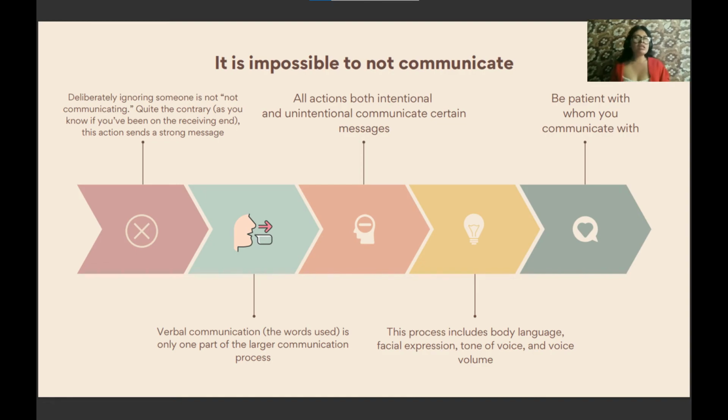Non-verbal cues can tell you how people feel, if they are telling the truth, or whether or not they are paying attention. All actions, both intentional or unintentional, communicate certain messages. For example, deliberately ignoring someone is not non-communication. Quite the contrary, as you know if you've been on the receiving end, this action sends a strong message. Moreover, verbal communication, the words used, is only part of the larger communication process that includes body language, facial expression, tone of voice, and voice volume.